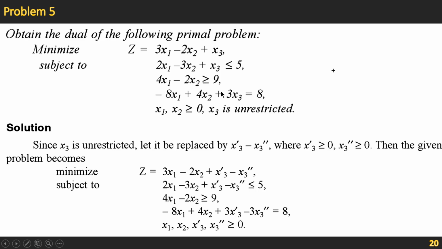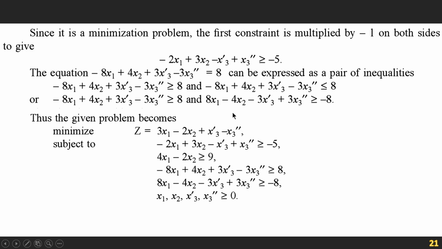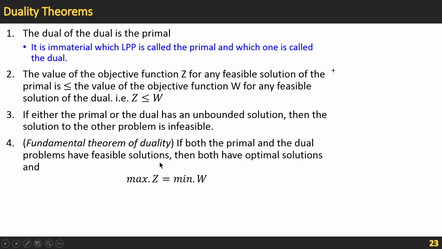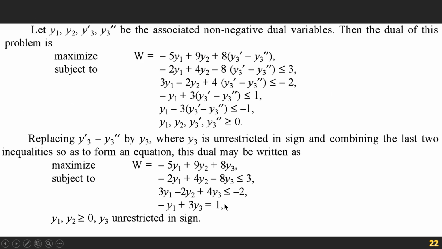And look at this, x1 and x2 are greater than or equal to 0, so y1 and y2 will be constrained accordingly. It is a minimization problem, no? The x3 is unrestricted, so x3 is unrestricted. That means in the dual the third constraint will be an equal sign. That will be an equation. Look at the problem we are getting here: the third constraint is an equation.